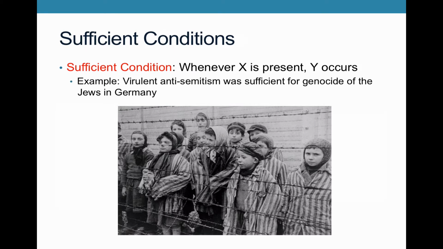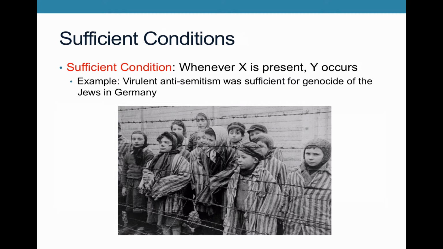A sufficient condition is one that whenever x is present, y will occur, right? So here the example would be that the degree of anti-Semitism that we saw in Germany in the early 1900s to the mid-1900s was sufficient for genocide of Jews in Germany. The degree of that hatred towards Jews was so high that it didn't matter if Hitler was in charge or if somebody else had been in charge, that no matter what, you're going to have some degree of genocide that was going to happen there.